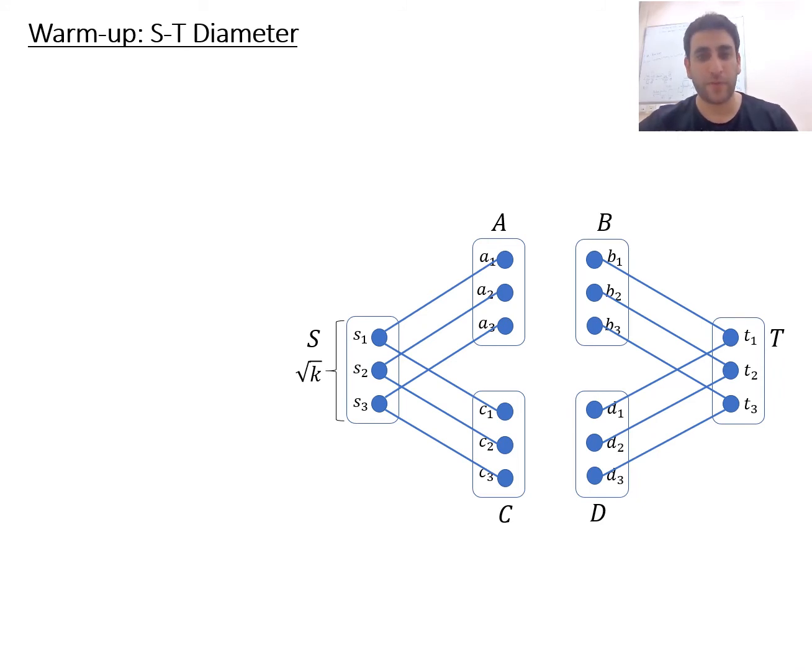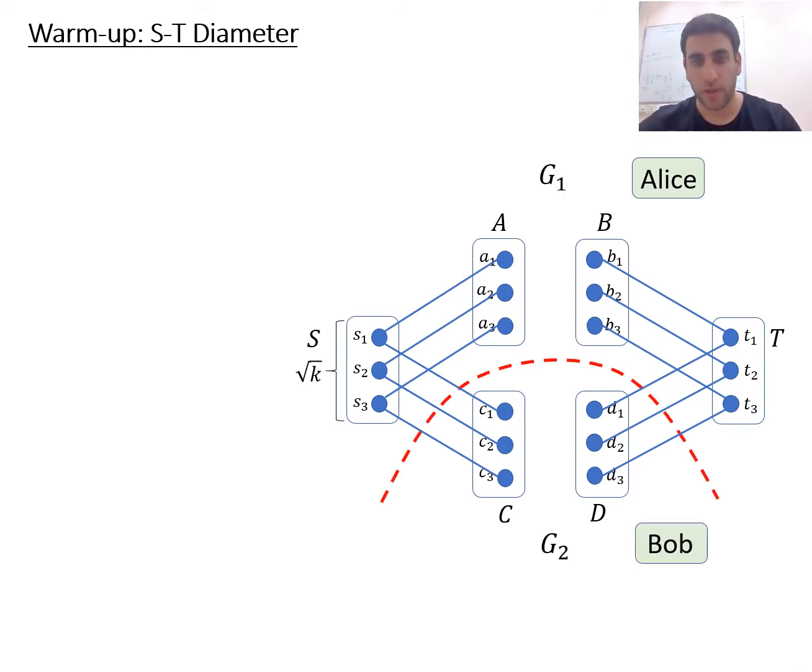So that's the fixed graph construction, and the partition of this graph into G1 and G2, the graphs of Alice and Bob, is as follows. The graph of Alice is the graph induced by the nodes S, A, B, and T, and the graph of Bob is the graph induced by the nodes in C union D. So this is the fixed graph construction.